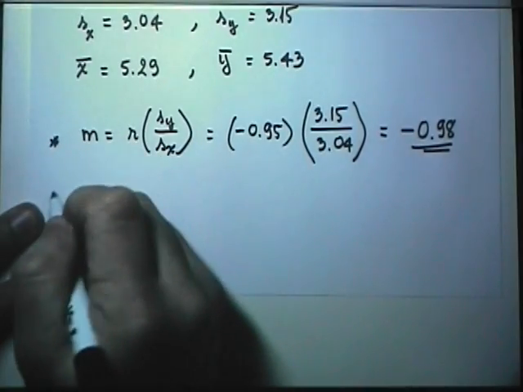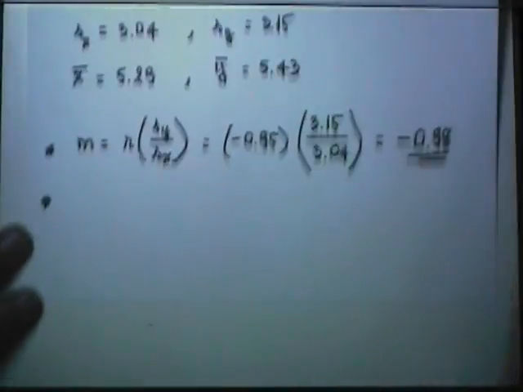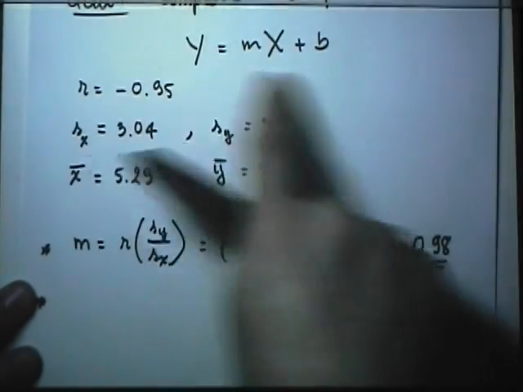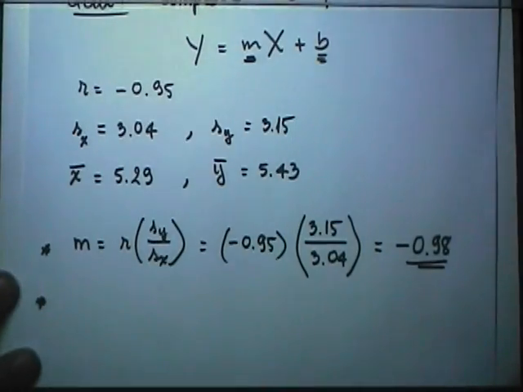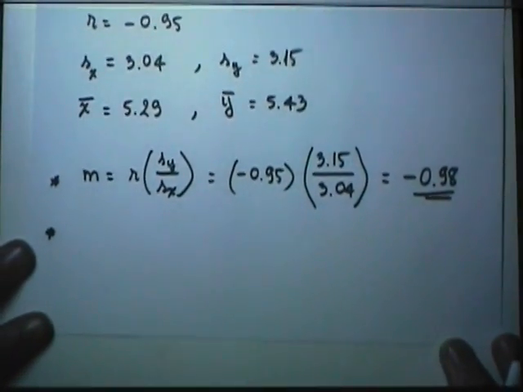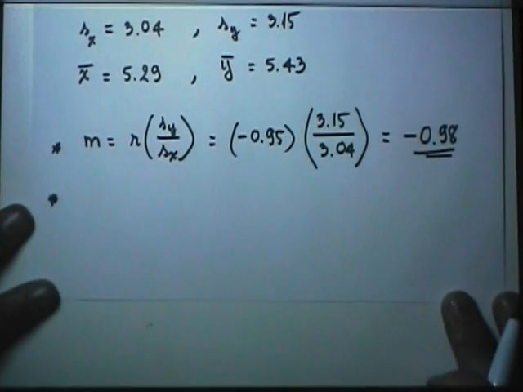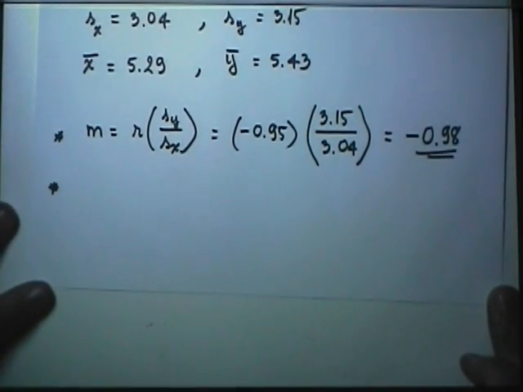In the next step, I need to find the B value. Because really the whole point of this equation is that we only need to find out what M is and what B is, and we're good. As long as we find M and B, we can go ahead and graph the line.